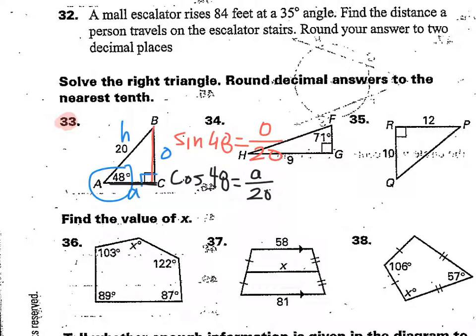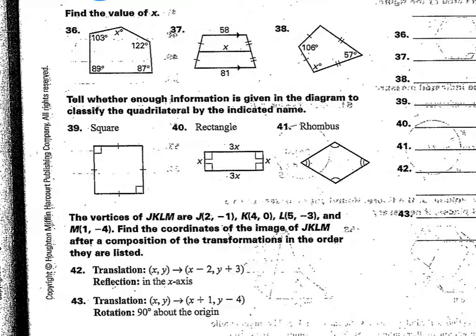Okay? So that's how we do number 33. Number 39 and 40, we're going to do these. Just yes or no answers on this. Are these shapes what they say they are? Is this a square? Notice the tick marks. Notice the angle marks. This one, is it a rectangle? And notice how the sides are labeled. Think about a rectangle. Yes or no?